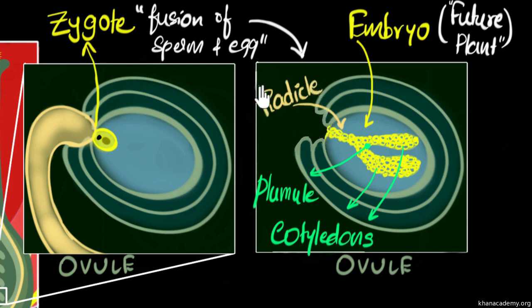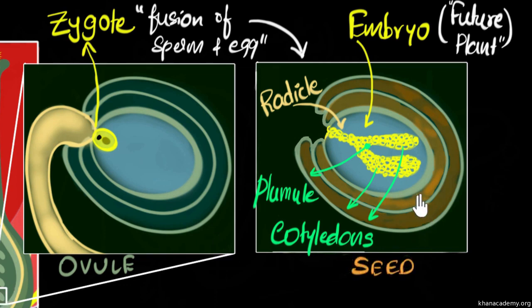So the radicle grows into a new root, the plumule grows into a new shoot, and the cotyledons act like leaves. They're not really leaves, but they act like leaves in the sense that they give all the nourishment needed once it starts growing. And a lot of other changes happen as well. For example, the outer wall starts to become a little hard. And now we no longer have an ovule. We are going to call this a seed. So the fertilized ovule has now finally been converted into a seed.